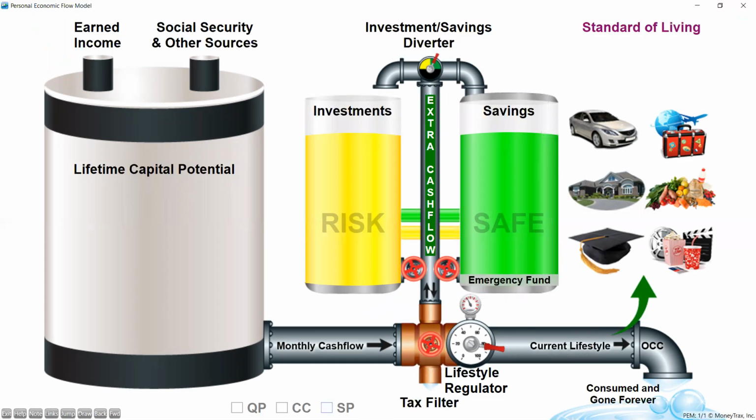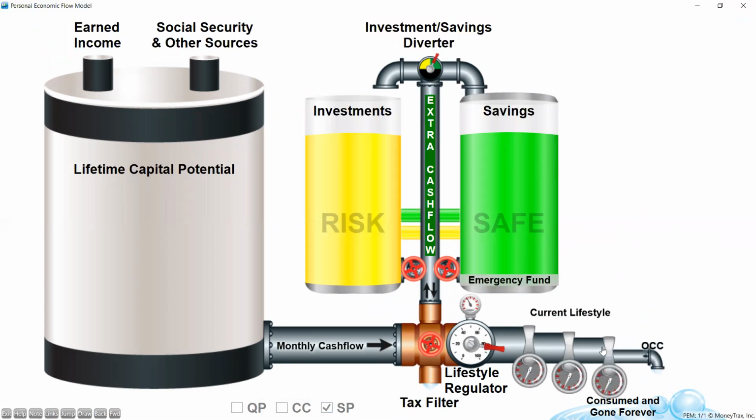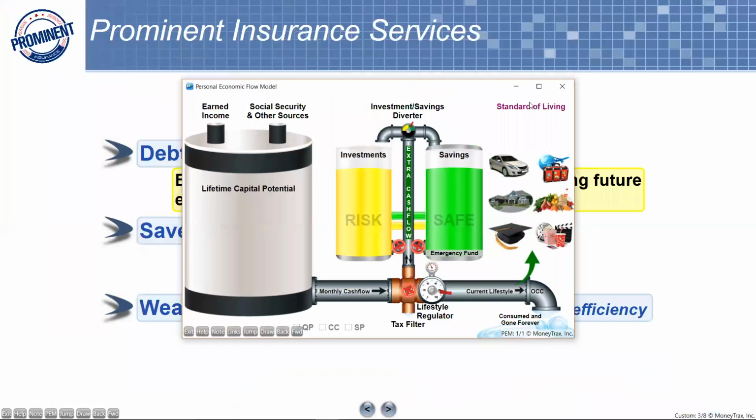And what happens to your current lifestyle? This tank, every time you're a debtor and you purchase something else that you can't pay for, gets smaller and smaller and smaller. And you constantly move in that direction.